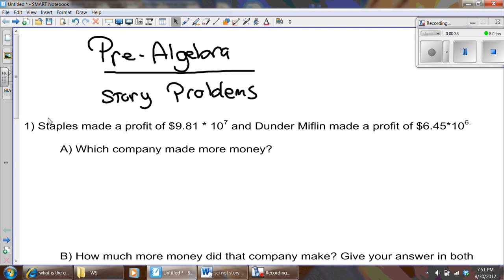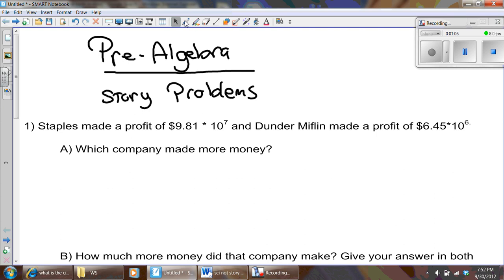Let's say we know that Staples, the paper company, made a profit of 9.81 times 10 to the 7th power dollars. And Dunder Mifflin, obviously the fictional company, made a profit of 6.45 times 10 to the 6th power dollars. Which company made more money? Well, hopefully right now you can see it's just a simple comparison. We have to ask ourselves which number is larger.